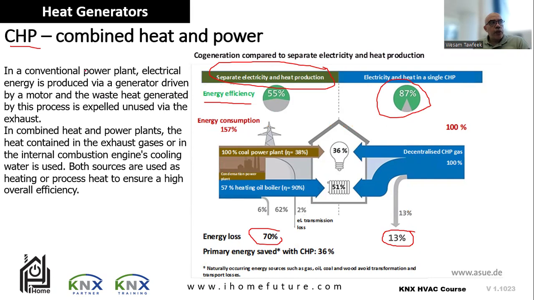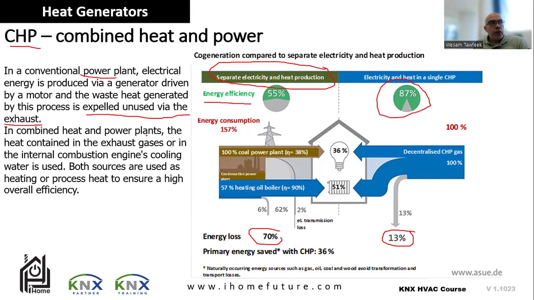So in a conventional power plant, the normal one, for getting electricity, electrical energy is produced by a generator driven by a motor, and the waste heat generated by this process is expelled unused via the exhaust. This is the normal way to get electricity. The heat, okay, is not used.